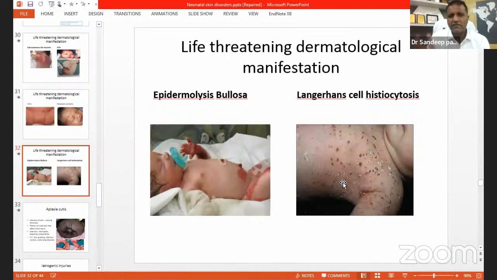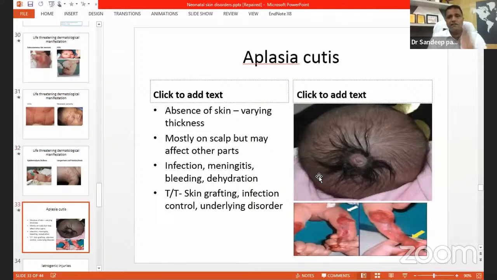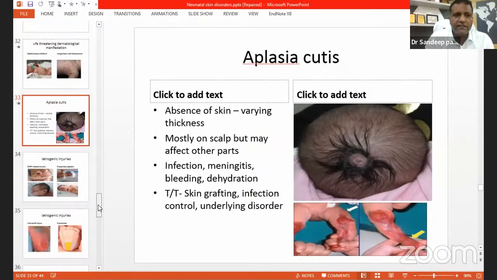Langerhans cell histiocytosis usually has a very rare presentation in the neonatal age group, but it is a disease which needs hematological association for treatment. Then this is aplasia cutis. You can see there is loss of skin over the scalp, and this is called the hair collar sign. So this is a target, and around that hairs are there, and you can see there is a loss of skin, and you can see the eroded bone also. It needs skin transplantation.